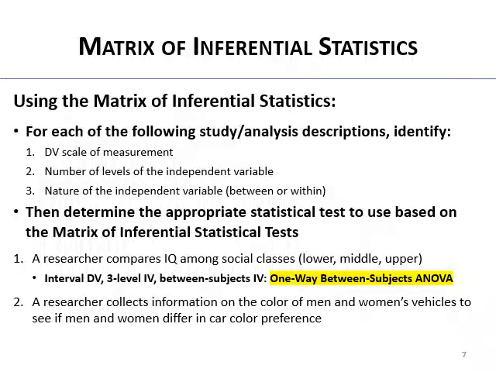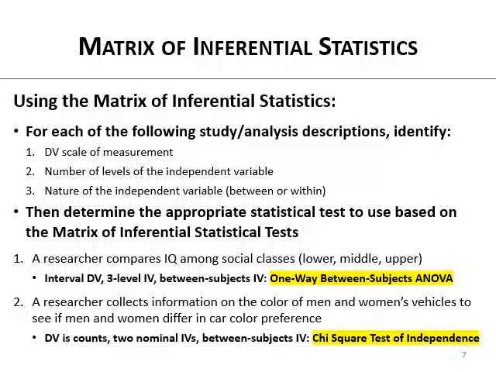We have another variable, car color. Well, that's nominal, right? It's got to be. It's blue or white or red or black, right? Those are their car colors. So we have two nominal variables. And what are we comparing here? Well, we're comparing counts of men and women who like each color of car. What test is this? It is the chi-square test of independence.